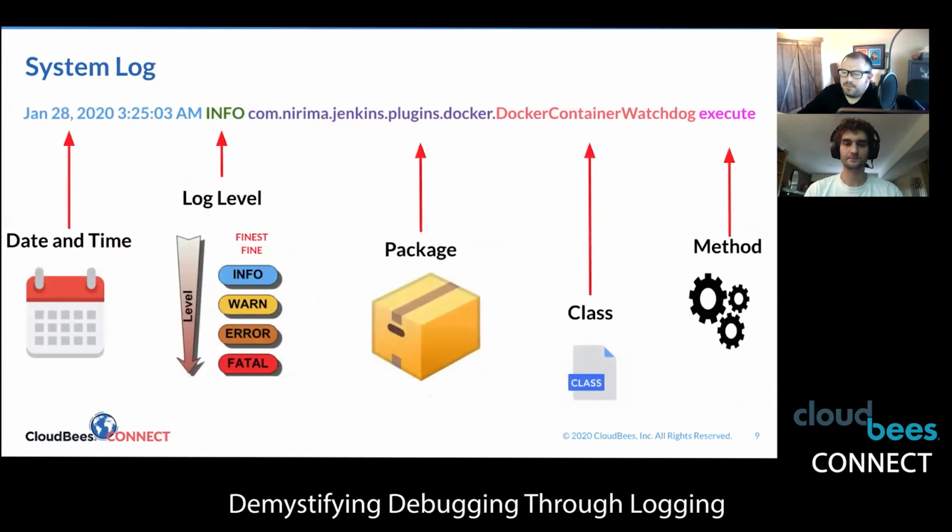There's several different pieces of information I can gather by looking at this log output. Firstly, the date and time are printed, so I know when the action took place. The log level is also noted here. There are several different log levels we're going to get into in the next slide. This is an info log level.